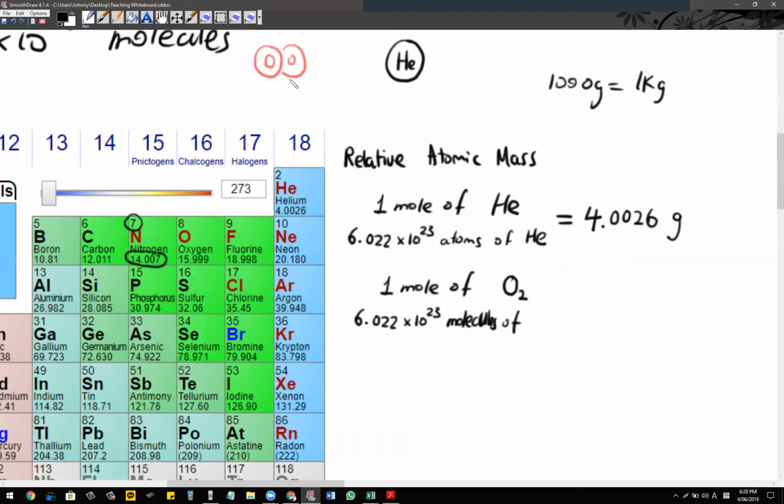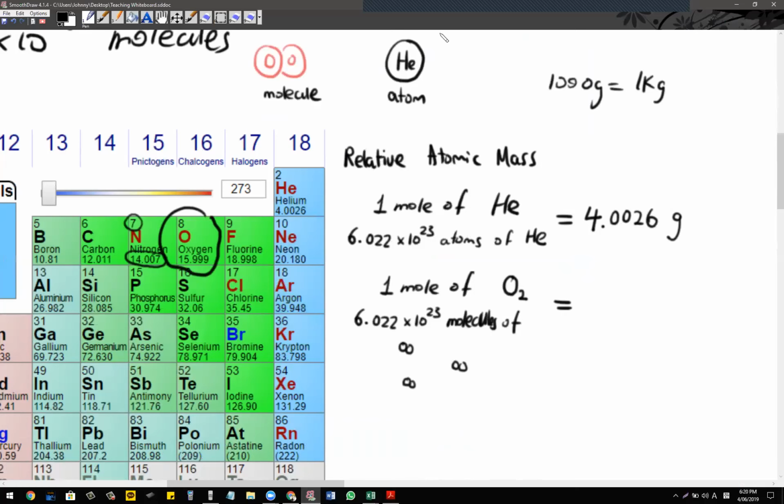Leo? A molecule. That's right. So this is an atom here. That's a molecule here. So if I have that many molecules of O2, so that means oxygen, that's one molecule, that's 2 molecules, 3 molecules, etc. How much would it weigh?